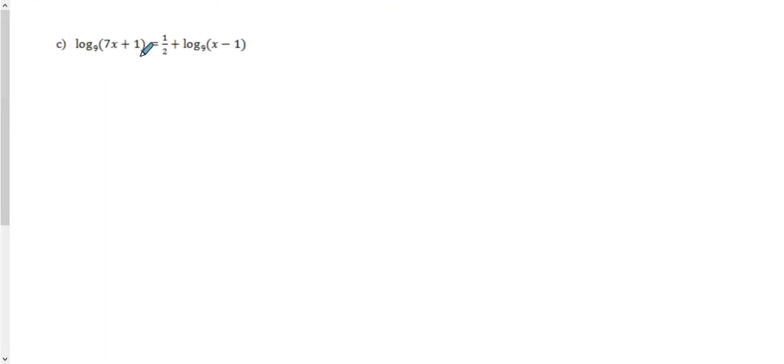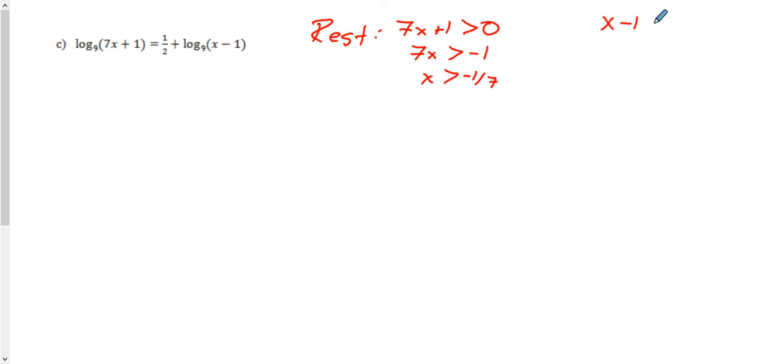For our last example here, what we want to do is what we've been doing with the previous questions. So first off, I'm going to state my restriction. My restriction on that first one is, and I'm just going to write this one out in full, 7x plus 1 would have to be greater than 0. So 7x has to be greater than -1. So x has to be greater than -1/7 as a restriction on this first log equation. On the second log equation, x minus 1 has to be greater than 0, of course, so then x has to be greater than 1. So again, because this one is our largest restriction, we're going to use it for both, basically.